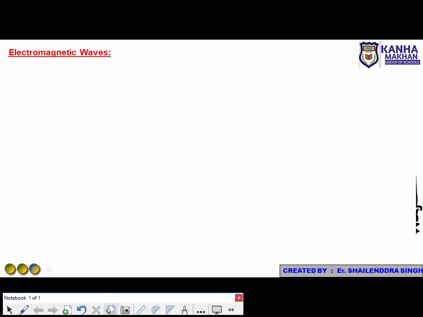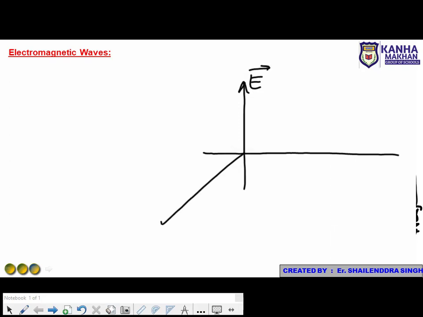An electromagnetic wave is the variation of the electric and magnetic fields perpendicular to each other, producing an electromagnetic disturbance in space at right angles to each other, which has the properties of a wave and propagates through free space without any material medium. The electric field vector is given along the y-axis and the magnetic field vector is given along the x-axis.